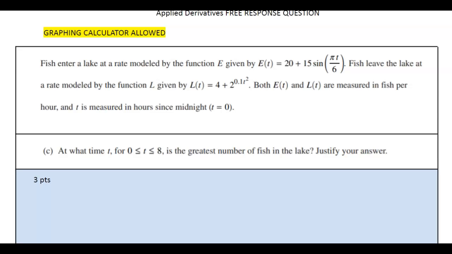Okay, so on this question, you are allowed to use a graphing calculator, so make sure that you are using this on this question, and I'm going to show you how to, okay?